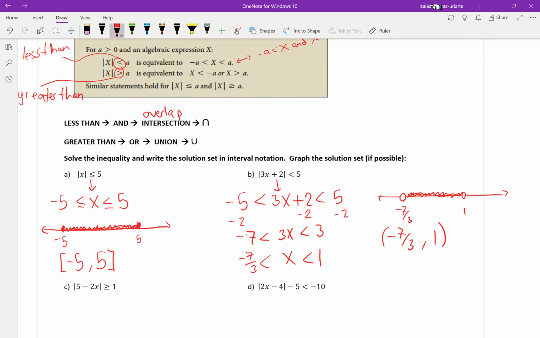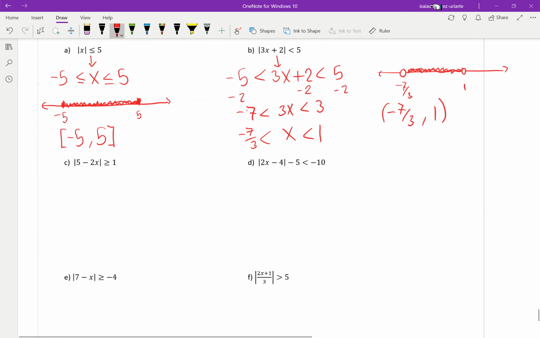All right, let's try the next ones. Okay, this one I was told breaks up into 2 inequalities. One of them goes like this: 5 minus 2x is bigger than or equal to 1, or 5 minus 2x is less than or equal to negative 1.